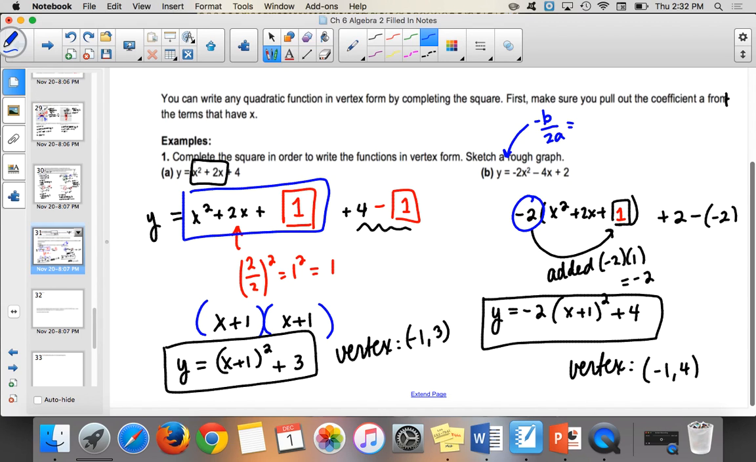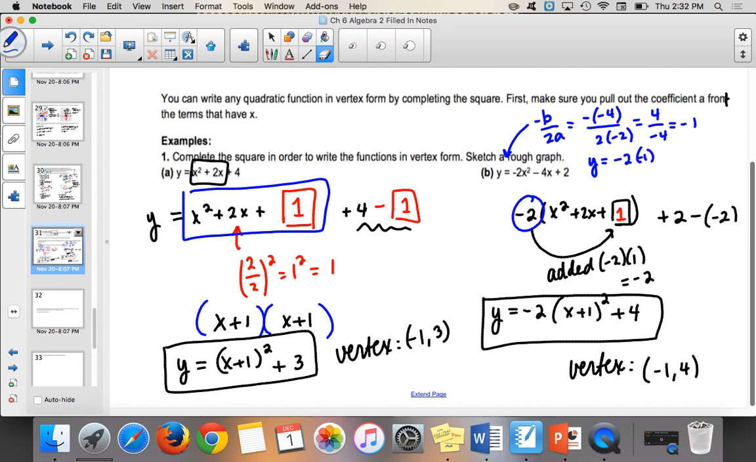-b/2a. So we get -4 over 2 times -2. So we get 4 over -4, which is -1. And then we plug in that -1. Oops, getting a little messy there. If you plug in -1 squared minus 4 times -1 plus 2, we get -2 plus 4 plus 2. Hang on, what did I do here? So I get +4, right? Yeah. Isn't that the vertex?